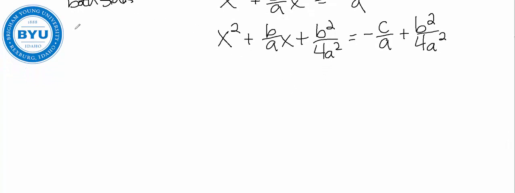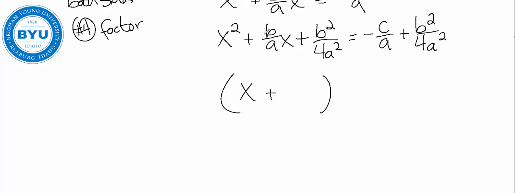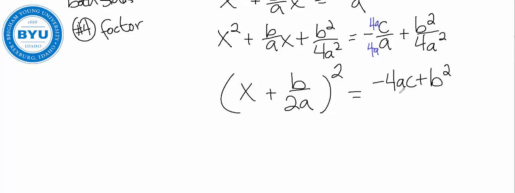Now we said when we do this, we actually get to factor this. So when we factor the left side, we get exactly half of the middle term. So half of b over a is just b over 2a, and that would be squared, equals, oh, here we're going to want to get a common denominator because we've got 2 fractions. Here we've got 4a squared, here I've got a. So this side's missing a 4a, and that means we need a 4a on top. And that gets me negative 4ac plus b squared all over 4a squared, the common denominator.